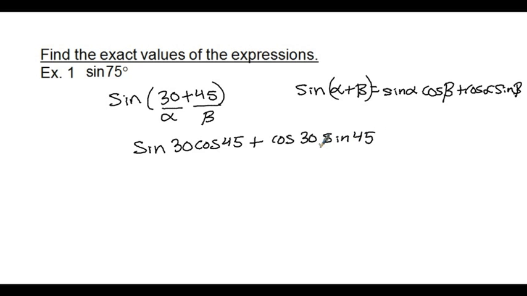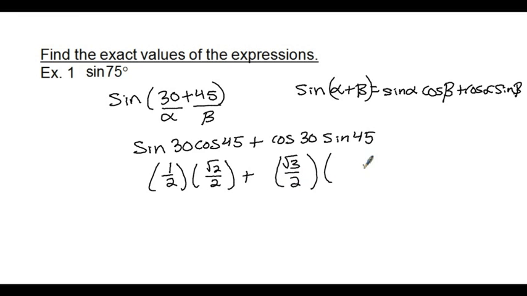So now what you do is just go through and fill in everything. If you know your unit circle, this is not a problem. If you don't, you can draw out your triangles and figure it out. I do know that sine of 30 degrees is 1/2. Cosine of 45 degrees is root 2 over 2. Cosine of 30 degrees is root 3 over 2. And then sine of 45 degrees is root 2 over 2.